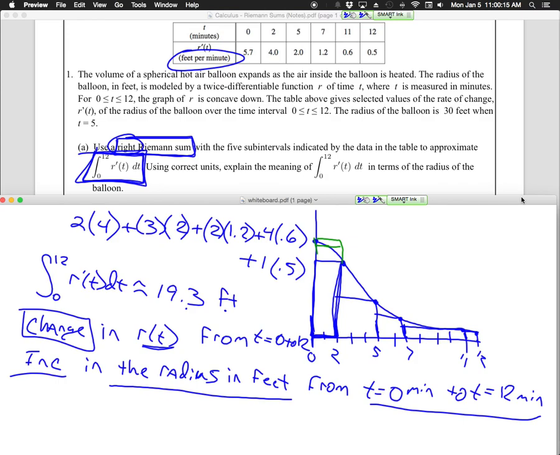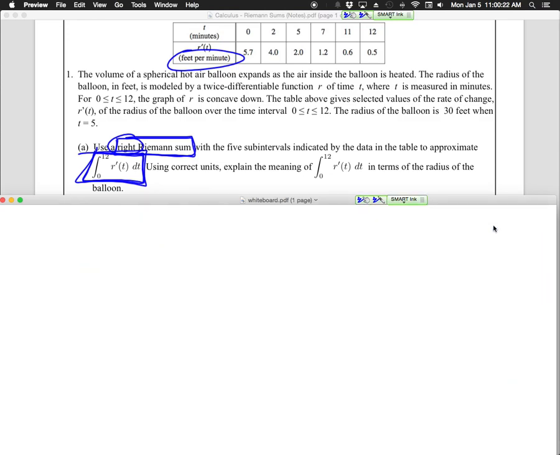Now, I want to go back and do this problem, but I want to do it without drawing it. I want to approximate this without drawing it. So, what 2 things do we need? We need the chart. To find the area of the rectangle, what do we need? I need the width and I need the height. So, I'm going from 0 to 2, 2 to 5, 5 to 7, 7 to 11, and 11 to 12. What is my first width? 2. And what is my first height? 4. Why did I choose 4 over 5.7? Because it is a right Riemann sum, so we want to choose the right value.